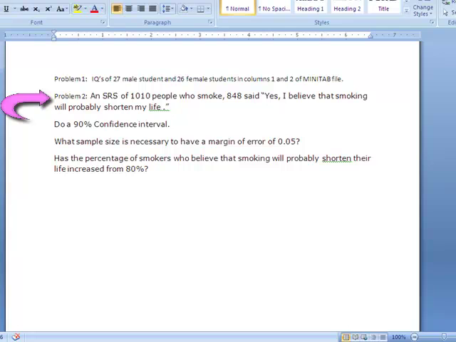A simple random sample of 1,010 people who smoke. 848 of them said, yes, I believe that smoking will probably shorten my life. We want to do a 90% confidence interval, and then we want to do a sample size problem. What sample size is necessary to have a margin of error of 0.05 for this 90% confidence interval? And then we're going to do a test of significance. Has the percentage of smokers who believe that smoking will probably shorten their life increased from 80%?